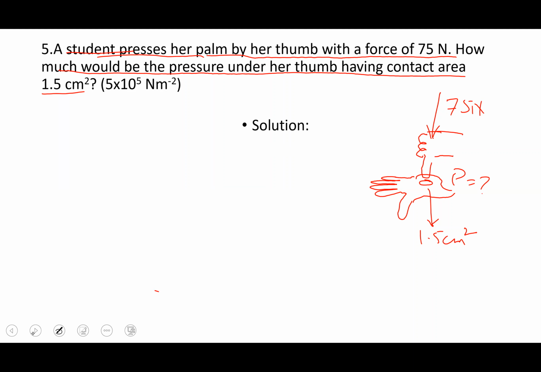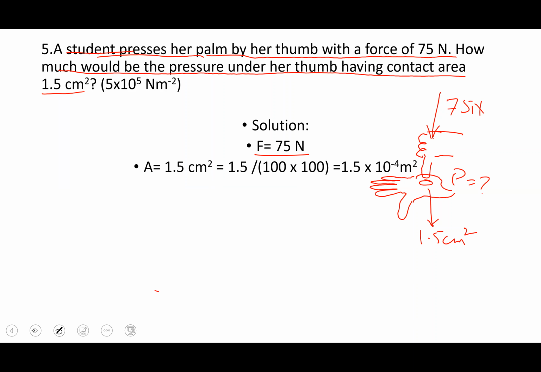Now, the data which is given to us is 75 Newton, and area which is 1.5 centimeter square, or we can convert that centimeter into meter by dividing by 100 into 100. So 1.5 divided by 100 into 100, or 10,000, it will be 1.5 into 10 to the power minus 4 meters square. So pressure is equal to, we have to find out, and we know the formula of pressure. Pressure is equal to force per unit area.